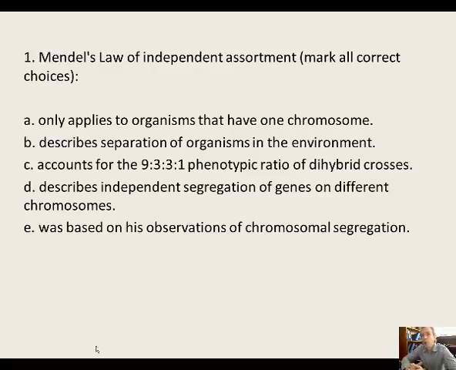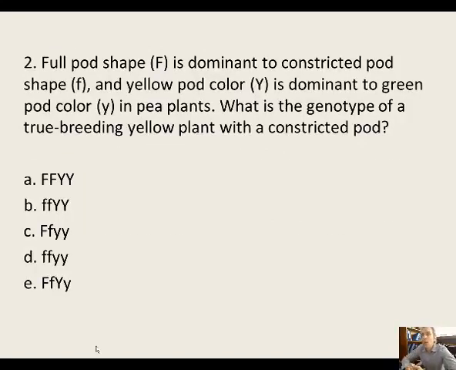So a few questions to begin. Mendel's law of independent assortment is what? And mark all correct choices. Number 2, full pod shape, capital F, is dominant to constricted pod shape, lowercase f, and yellow pod color, capital Y, is dominant to green pod color, lowercase y, in pea plants. What is the genotype of a true breeding yellow plant with a constricted pod?